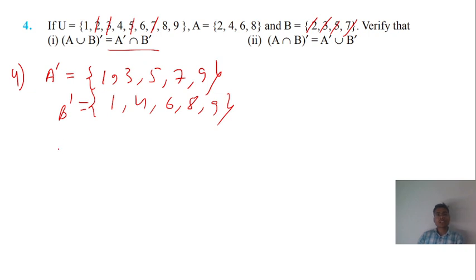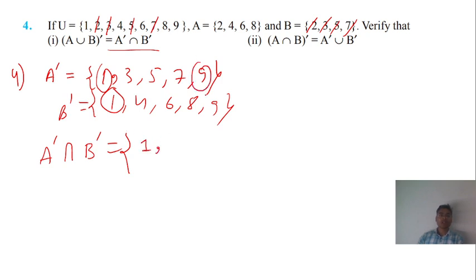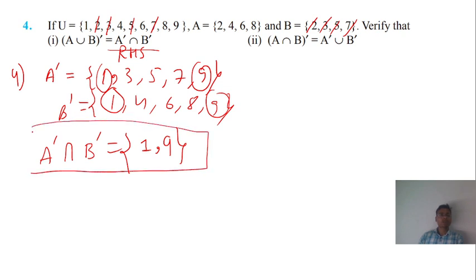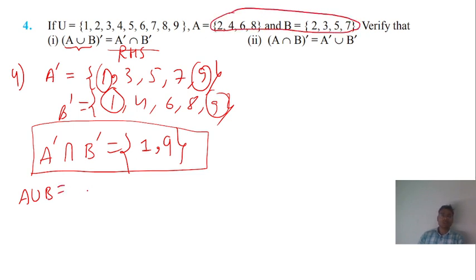Now what we have to do? We have to intersect them with each other. That is A dash intersection B dash, meaning what elements they have in common. So they have 1 in common and they have 9 in common. So these are the two elements which come on the right hand side. We got the right hand side like this. Now we will have to find the left hand side. For finding the left hand side, we have to find A union B. A union B means writing all the elements of A and B together. So we are writing 2, 4, 6, 8 and we already wrote 2. So what we will write? 3, 5, 7.